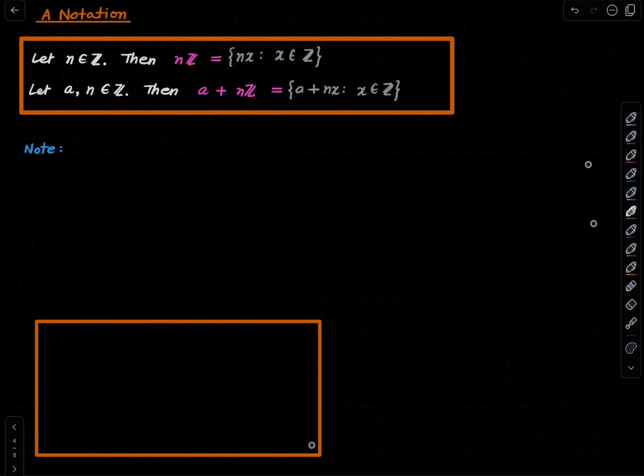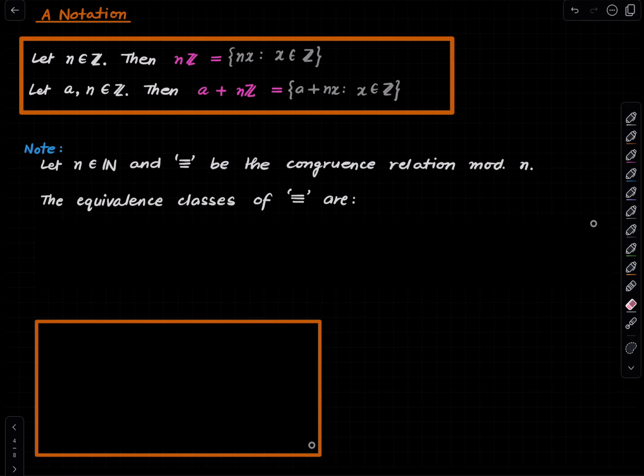So very handy notations, and they are natural. The notations are not contrived. Okay, so let's note that if we have some natural number n, and this is the congruence relation modulo n, then the equivalence classes under this relation are precisely nZ, 1 plus nZ, 2 plus nZ, up until n minus 1 plus nZ. Those are the equivalence classes.